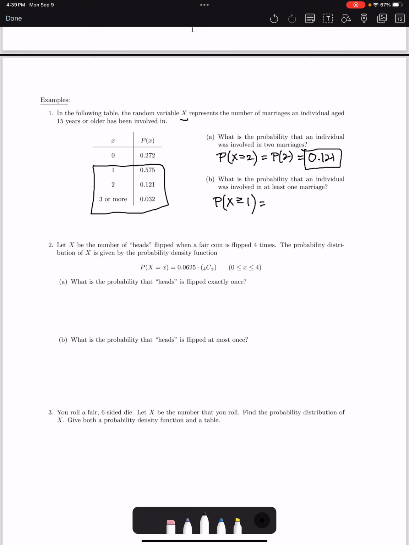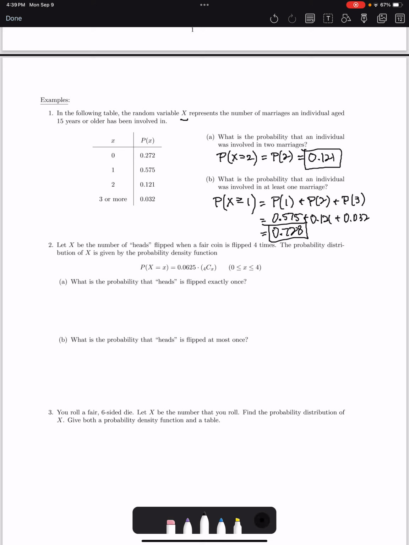And using our probability table, we would just say, well, this is the probability x is 1, plus the probability x is 2, plus the probability x is 3. So that's 0.575 plus 0.121 plus 0.032. And if you punch that into your calculator, it comes out to 0.728. Okay, so this is how we work with probability models, okay?